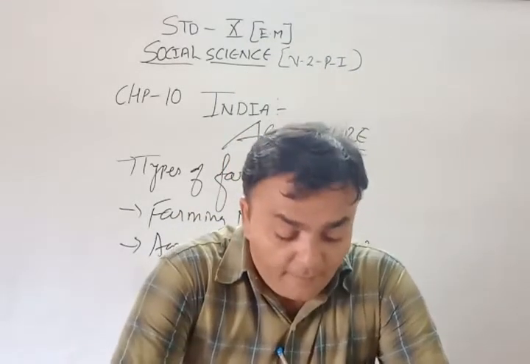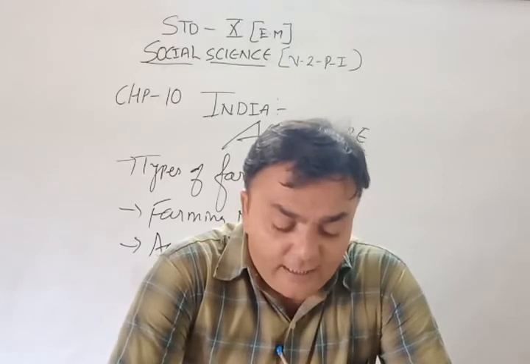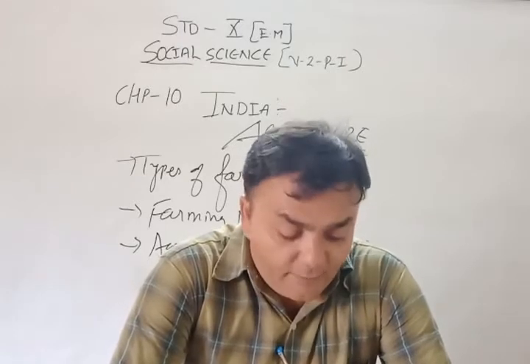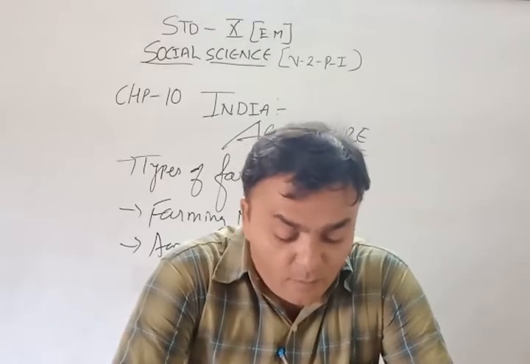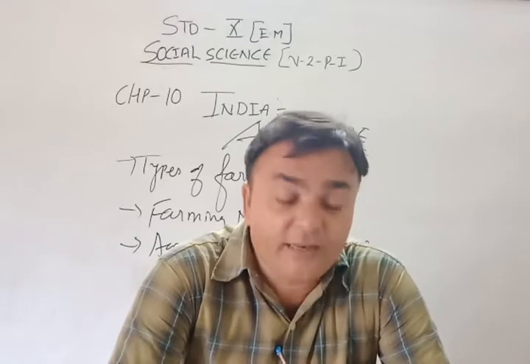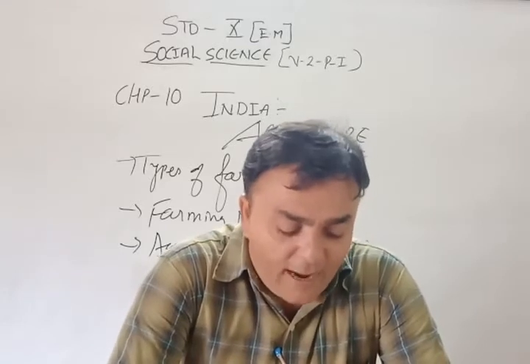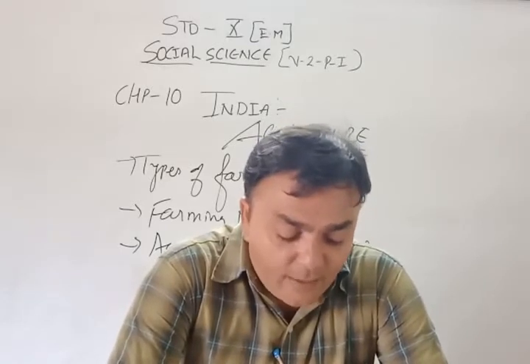Now wet farming. Wet farming is carried out in regions of heavy rain and adequate facility for irrigation. If there is no rainfall or if it is insufficient, more than one crop is taken with the help of irrigation, where paddy, sugarcane, cotton, wheat and vegetables are grown.